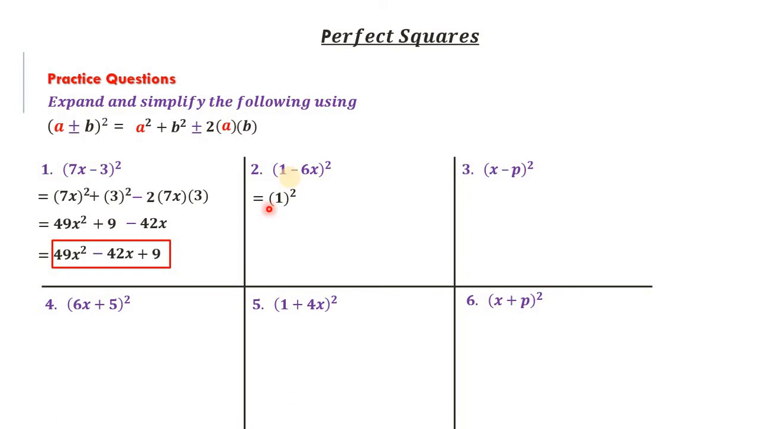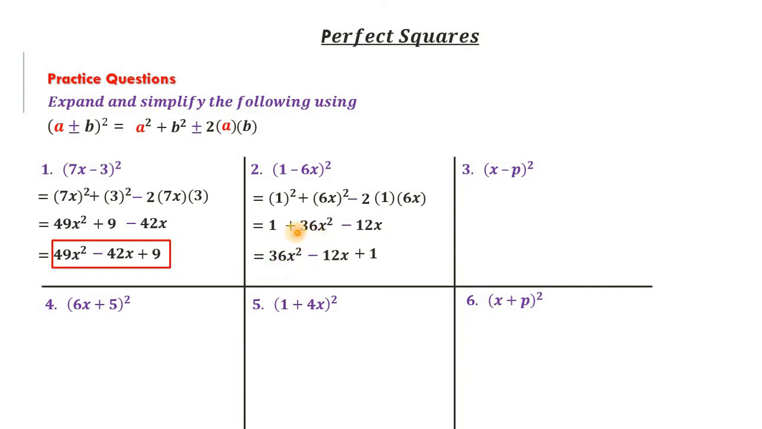Now next we square the 1. And then we're going to square the next term, which is 6x. So add it to the square of 6x. Then because we have a negative or minus in between, we put minus 2 times the 1 times the 6x. Simplifying, the square of 1 is 1. The square of 6x is 36x squared, because 6 squared is 36, and x times x gives you x squared. And then we get a 12x here. I'll show you how. And then we're going to get 36x squared, put the minus 12x, and put the plus 1.